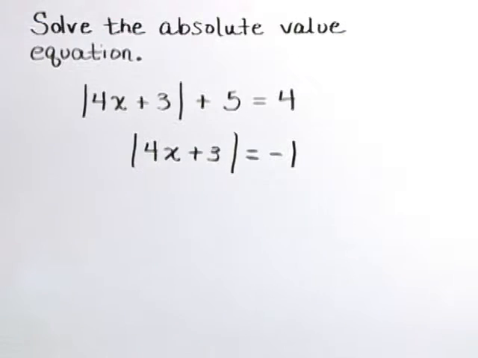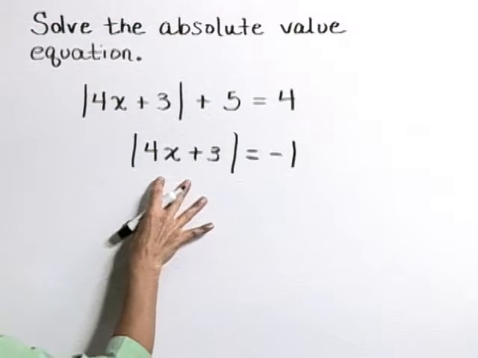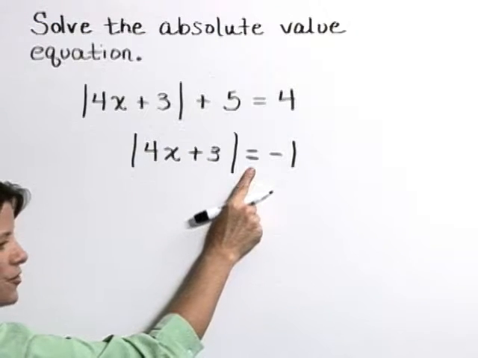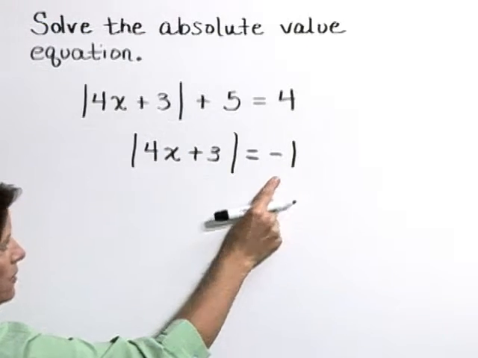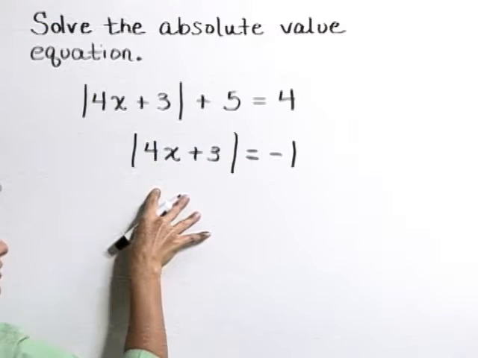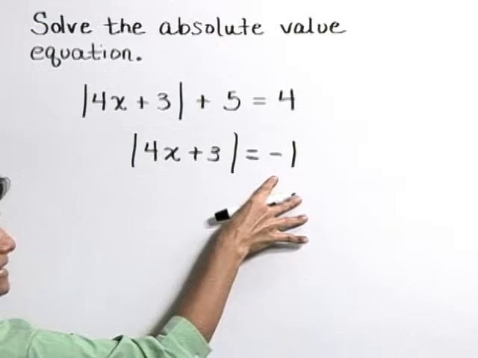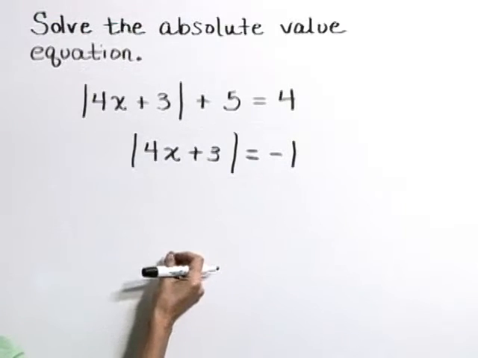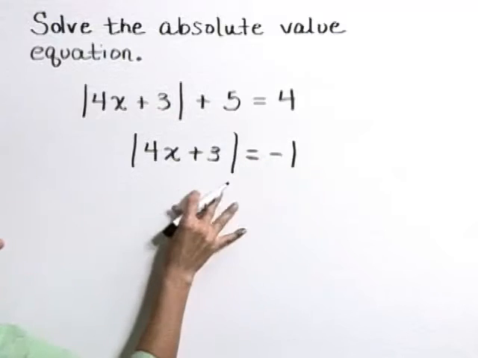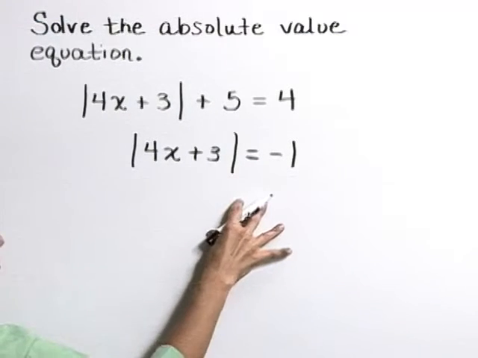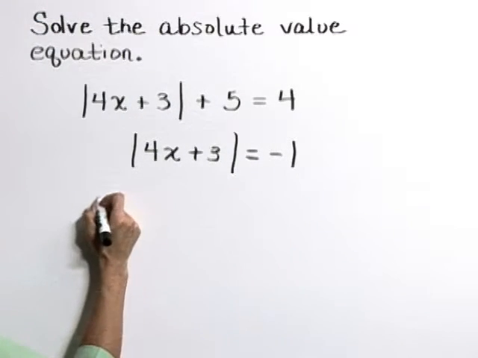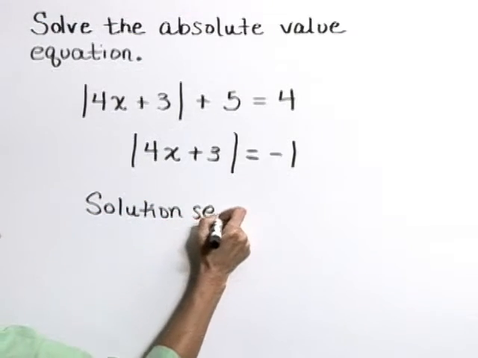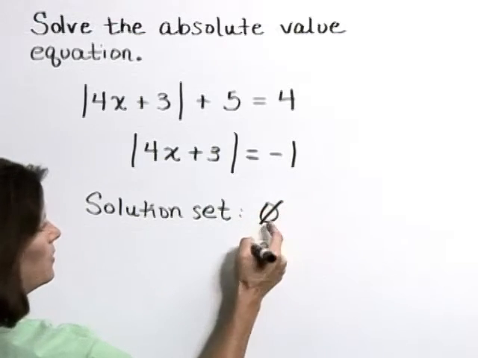Now let's stop right there. Here we have a problem. This equation indicates that the absolute value of a quantity is equal to a negative number. Since absolute value represents a distance from 0 on the number line, it cannot be negative. It's either going to be 0 or a positive number. So this equation is a contradiction. There is no solution to it. So let's summarize that by saying that the solution set is the empty set.